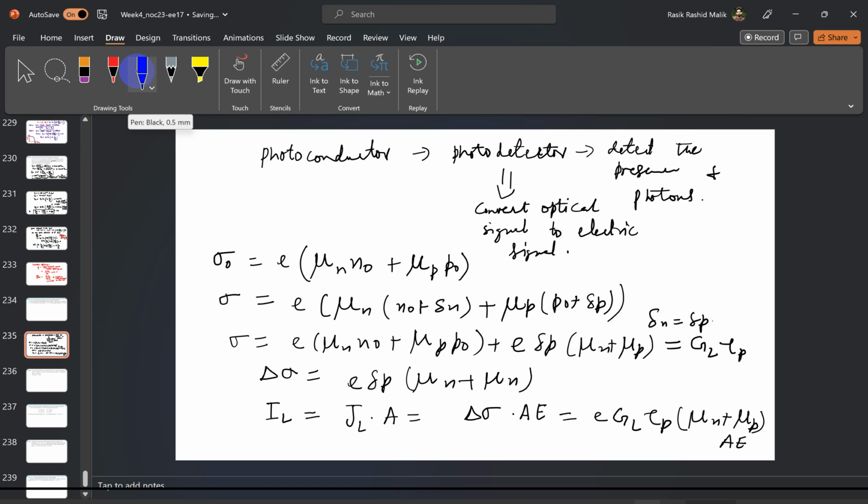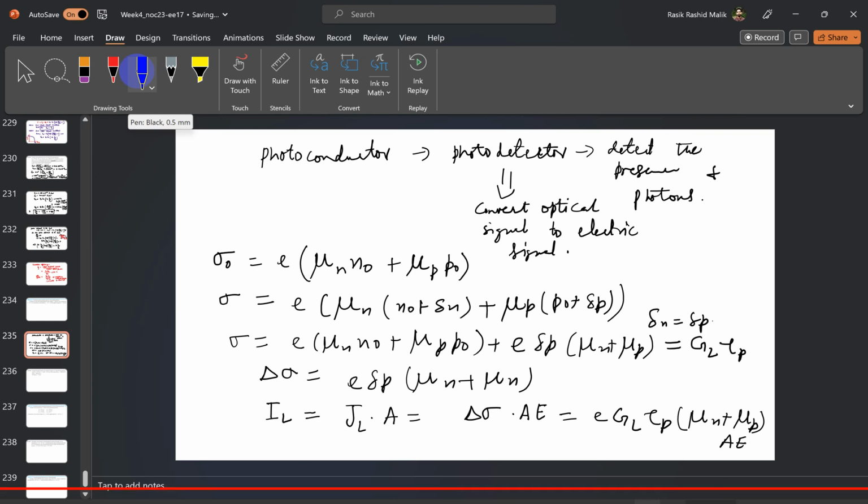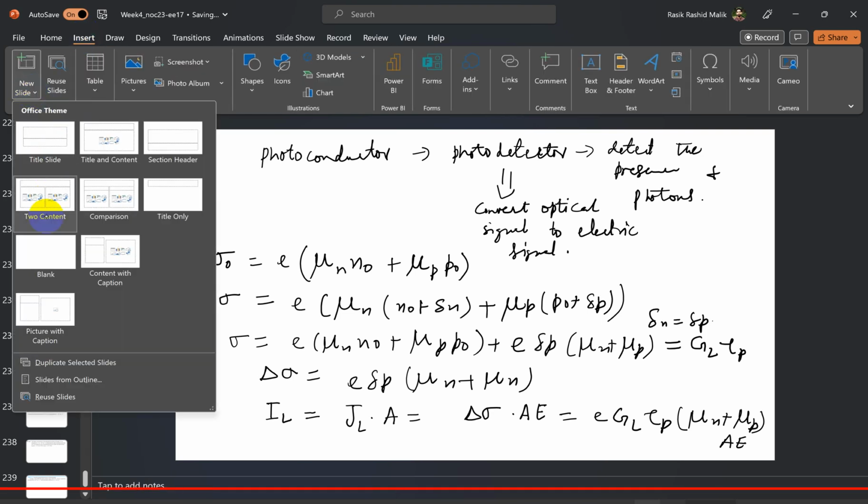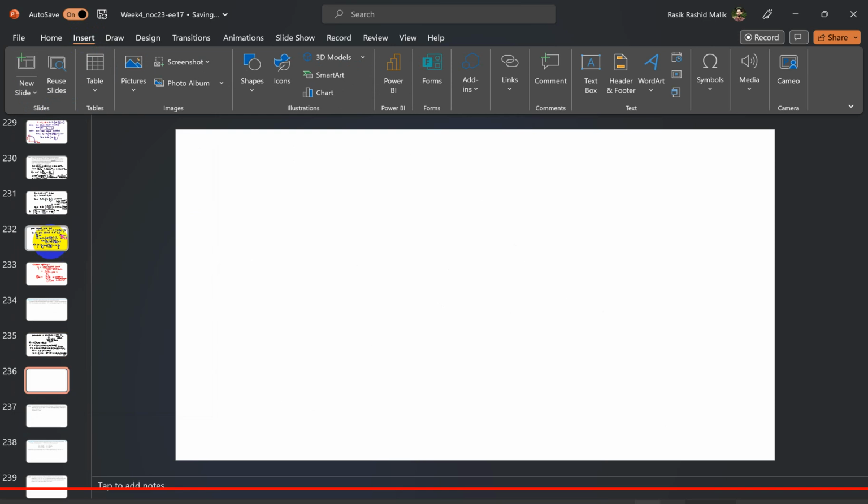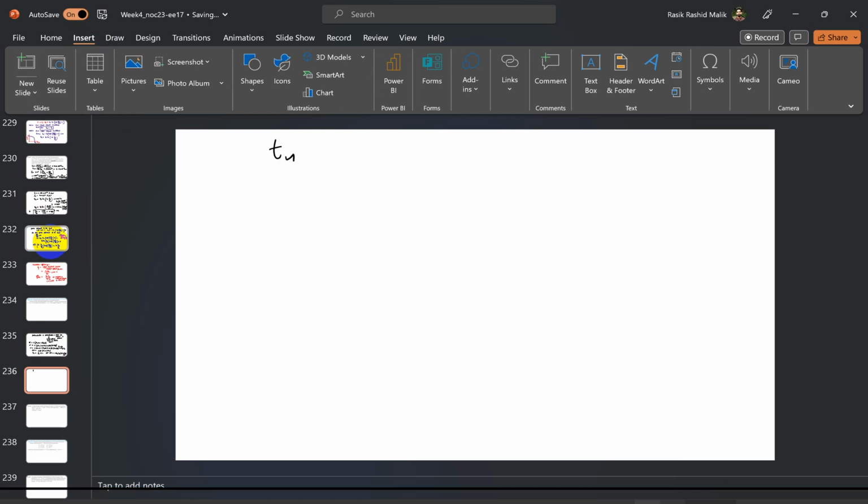Since we know that electric field into mobility is the drift velocity, if E into mu n is drift velocity, so we can write then Tn as the electron transit time. I will insert a new slide over here. So Tn, which I call the electron transit time, we will have Tn equal to the length of the semiconductor by drift velocity mu n.